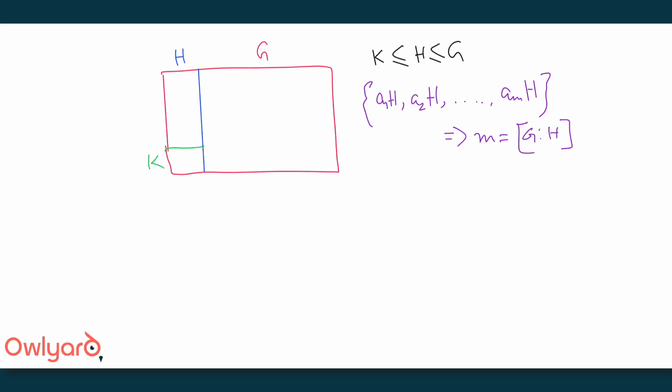Okay, good. Now let's write down the cosets of K in H using a different symbol. So B1K, B2K, all the way to B sub N K. So these are the cosets of K in H. Remember, not the cosets of K in G, the cosets of K in H. And therefore, this will imply that the number of such cosets is the same as the index of K in H.